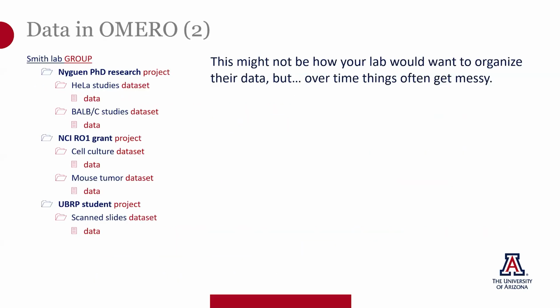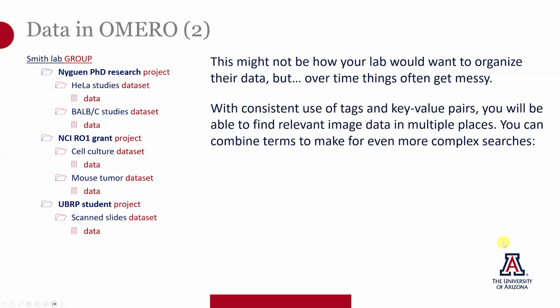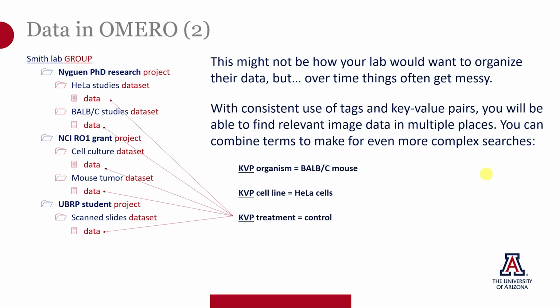If we look at the example on this slide, within this group we have a number of different projects, data sets, and individual pieces of data. This might not be how your lab would organize data, but we all know that over time stored data can get messy. If you're consistent in your use of tags and key value pairs, you'll be able to find relevant image data that might be located in multiple places. And you can even search for specific terms with more complex searches. If we had key value pairs for an organism that is a biopsy mouse, that might be this data. You might have cell lines that are HeLa. You might have treatments that are controls. Or you might have some data within that data set that are controls. You might have some H&E stains in certain locations, and you might be doing wound healing in others.